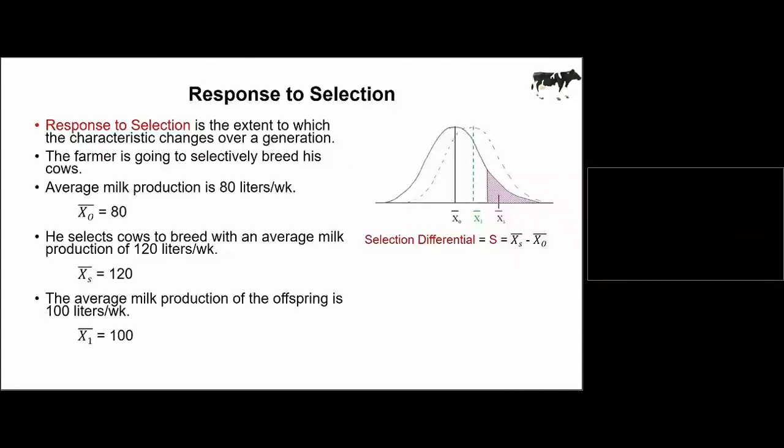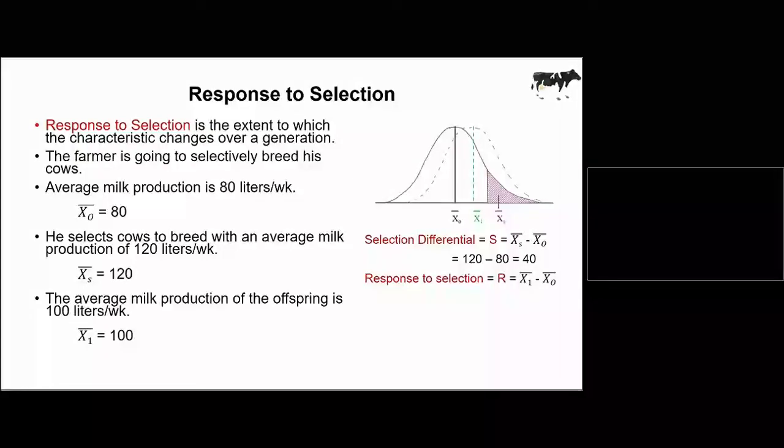So in this example, what is our selection differential? What's the average of those we selected? 120. What's the average of the original population? 80. So our selection differential is 40. Pretty simple, right?